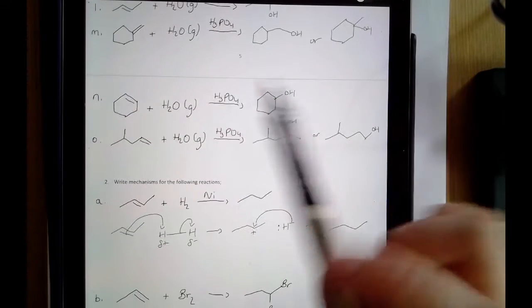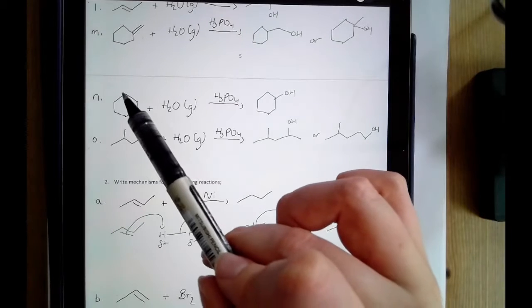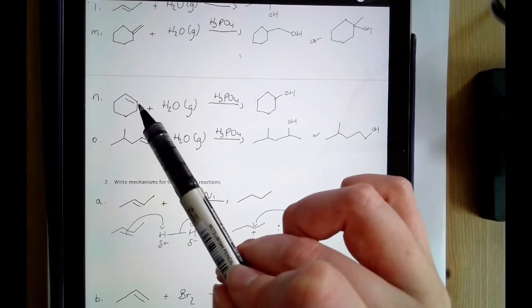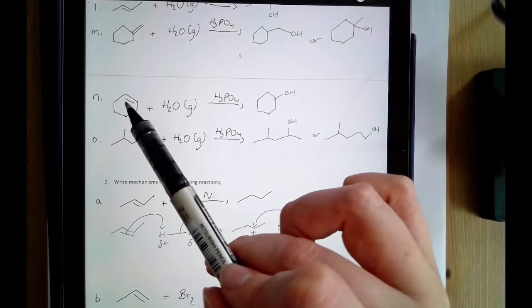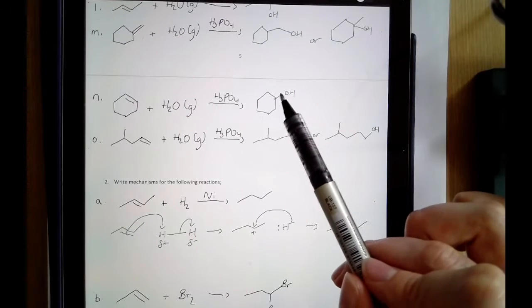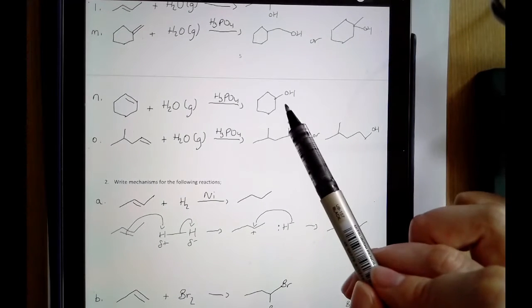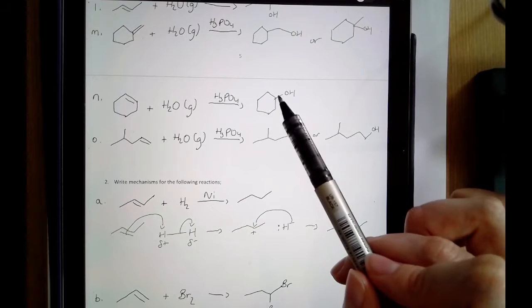At the end, these two carbons are identical. There's no other substituents on the ring, which makes all carbons on the ring identical. So it doesn't matter which way around you do it. You're just going to be adding an OH, and you're going to have cyclohexanol. It doesn't matter where you put that OH.